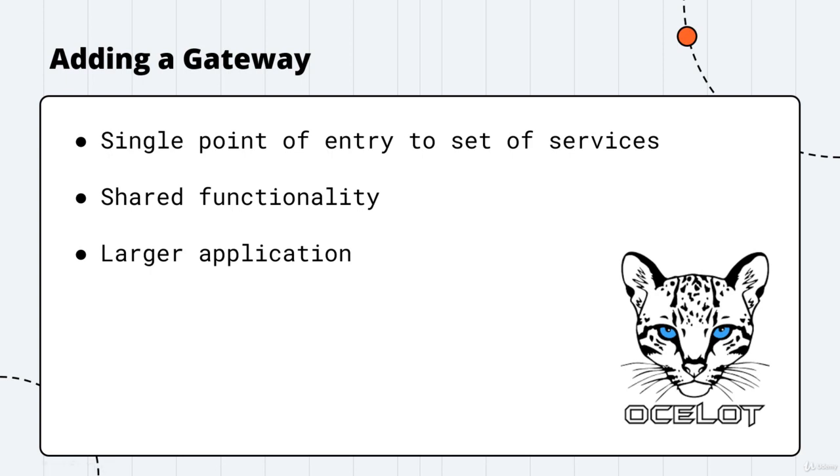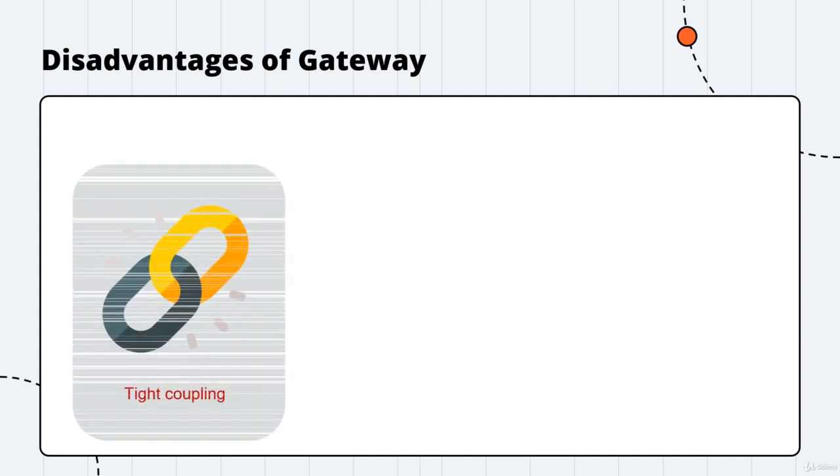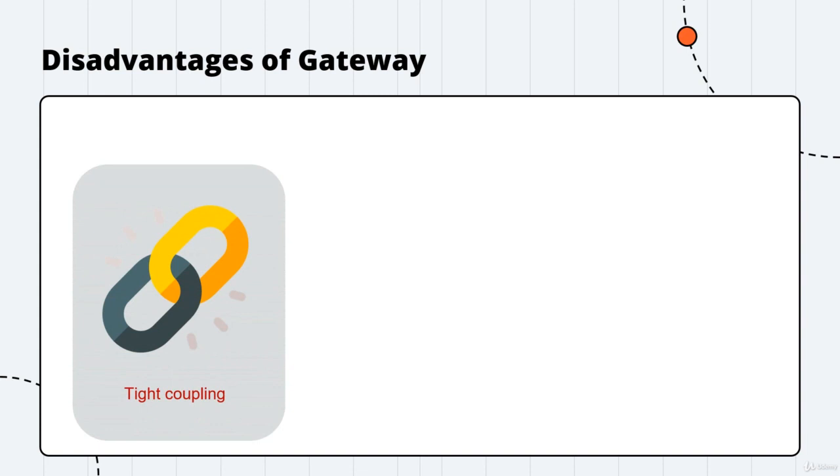That being said, there are disadvantages of adding a gateway as well. I do want to say that advantages often outweigh the disadvantages. So for most of the time in a large-scale project, I often prefer a gateway in front of my services. But for completeness, let's see what the possible disadvantages are. First is the one that is an advantage as well, which is tight coupling.